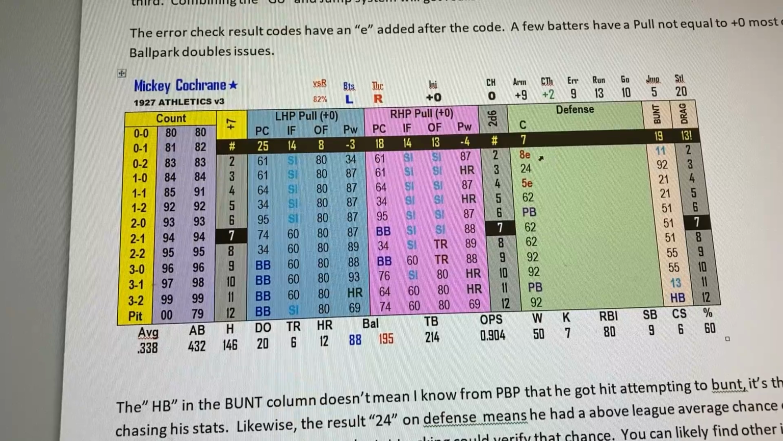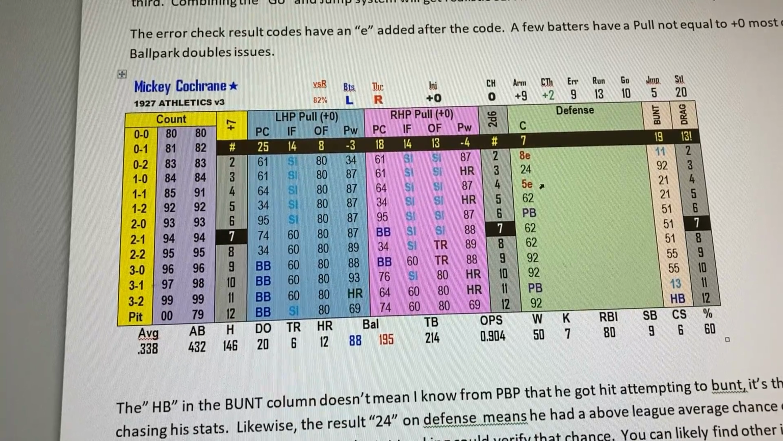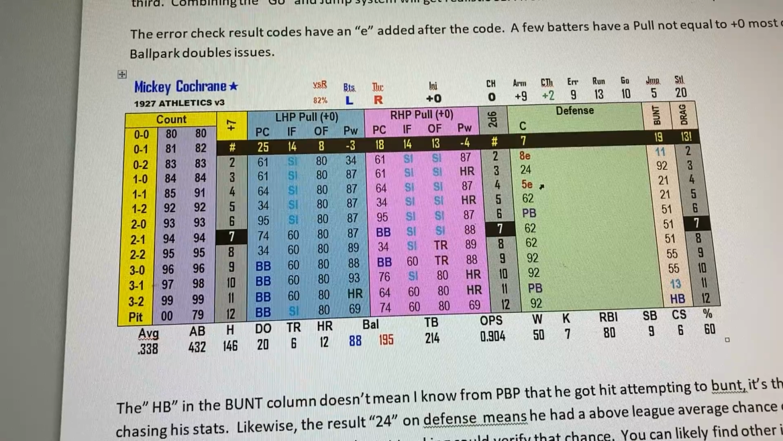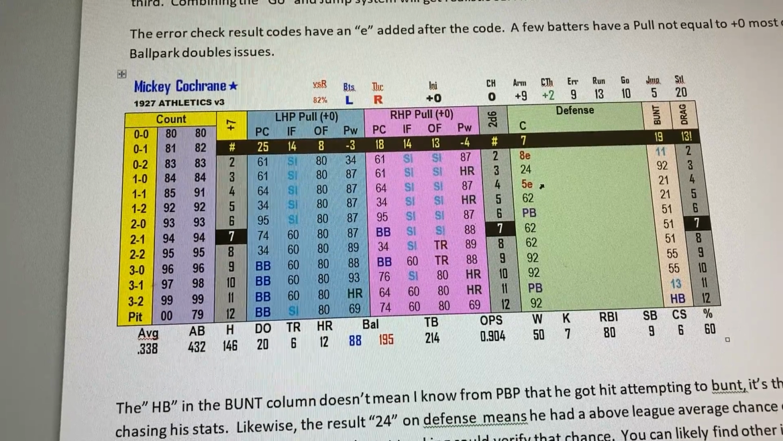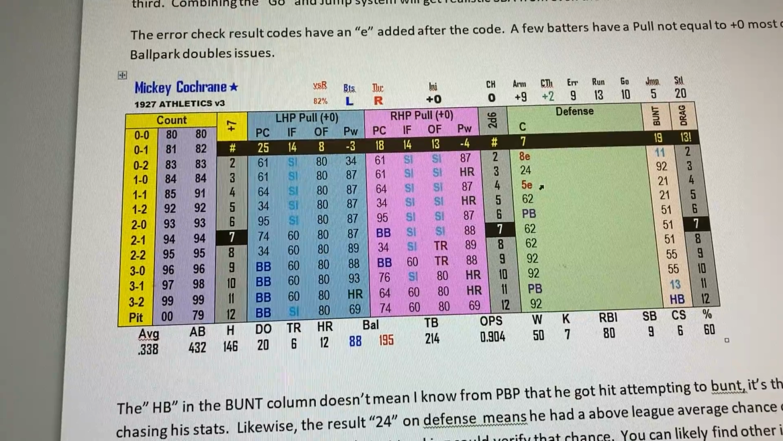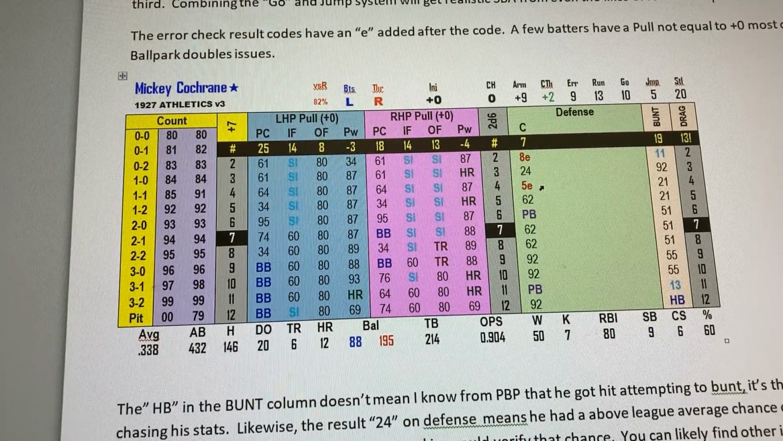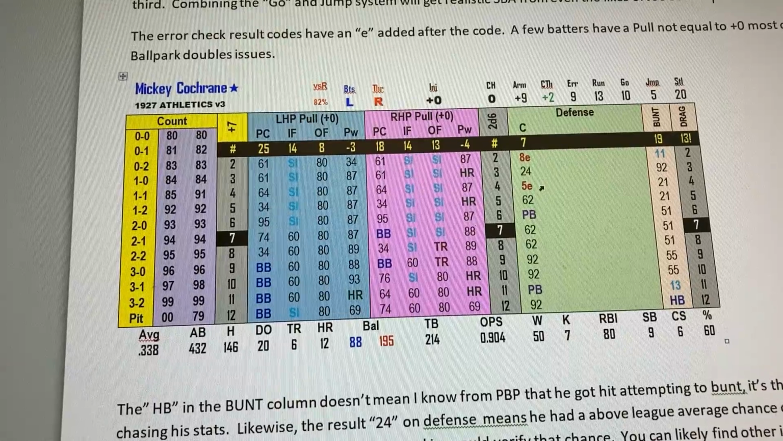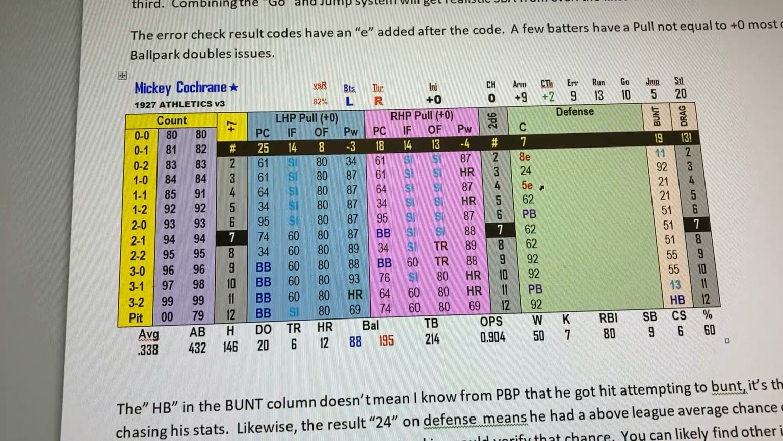Under defense, you'll see that I put a little E after the result codes that can result in an error. So we'll see here that 5E or 8E means a D20 roll of 1 to 15 if it's the 5E, and 1 to 18 if it's the 8E, can be an error.